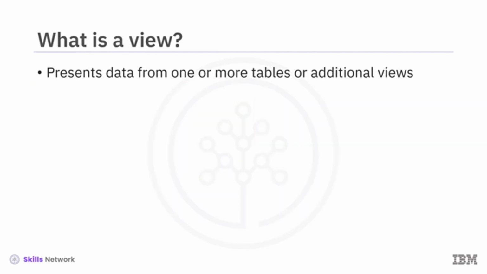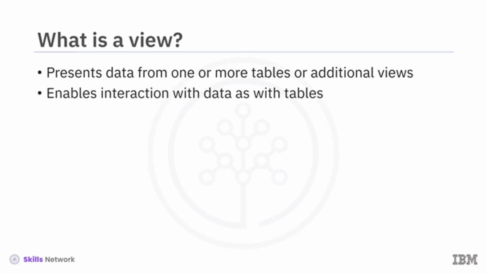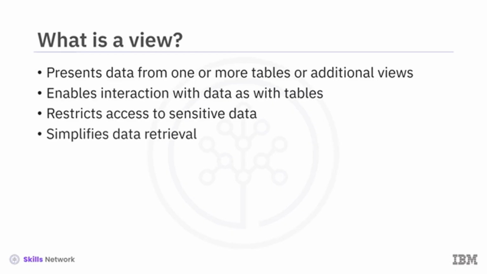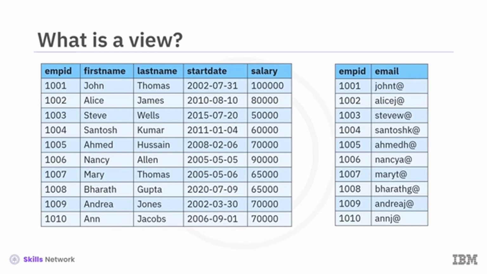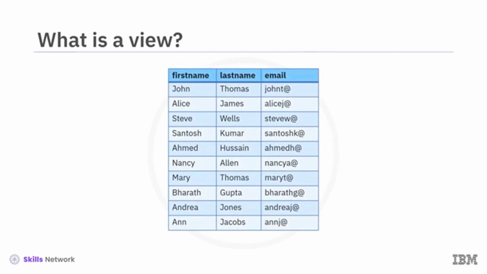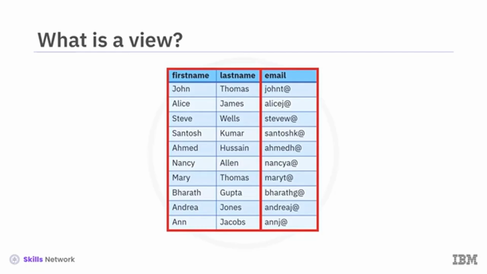A view is an alternative method of presenting information sourced from one or more tables or additional views. You can interact with views in the same way as you interact with tables, inserting, updating, and deleting data as required. Views are a useful way of limiting access to sensitive data, simplifying data retrieval, and reducing access to underlying tables. For example, you could create a view to include the name and email columns from these two tables. Users can then easily access this data without needing to know that it is stored in two different tables and without being given access to the sensitive salary information.